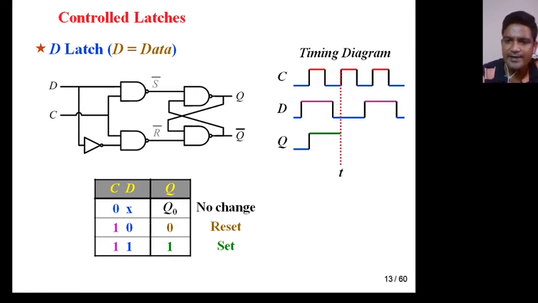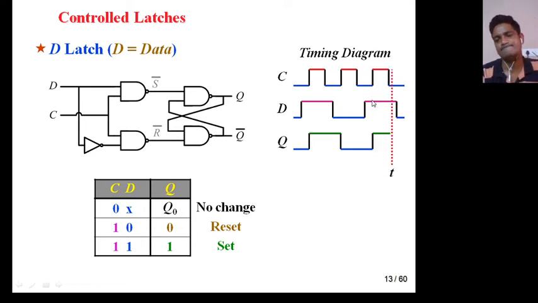Now again check here what is the value of D. It is 0. From here to here our value of D is 0 and Q will be D, so it will be 0. Now again check at the positive edge, what is the value of D. It is 1, so the output will be 1. In this way you can draw the timing diagram.